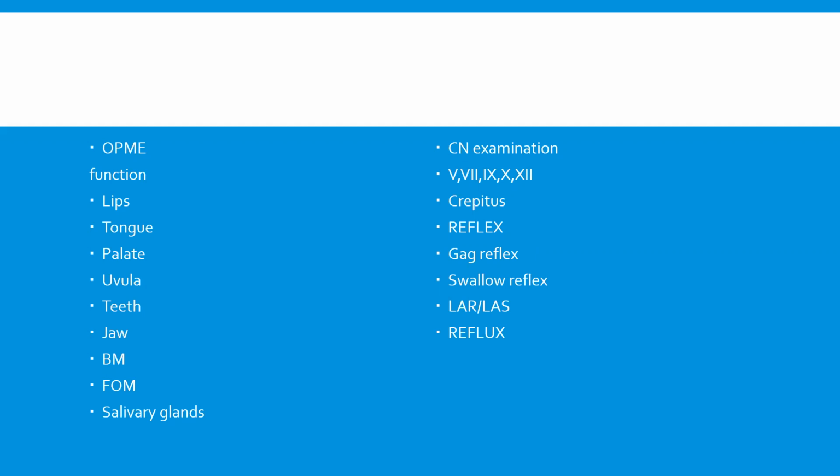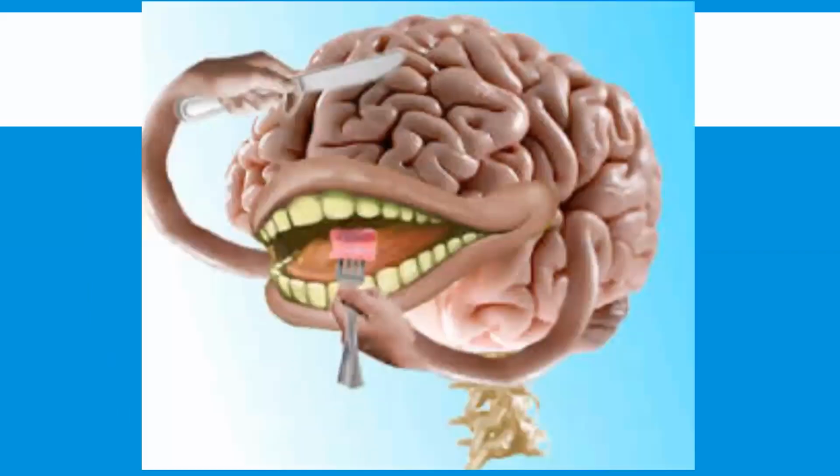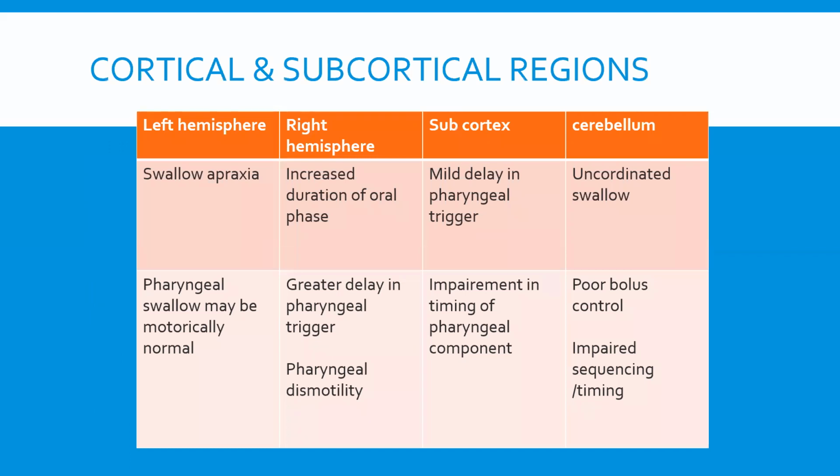And we have to discuss the laryngeal crepitus, and reflexes included in swallowing, like gag reflex, swallow reflex, and laryngeal adductor spasm or laryngeal adductor reflex, and the reflux, which is actually a pharyngeal or gastric backflow of the content. So before we go on to the anatomy, I have to tell you that this is a very brief introduction to dysphagia. So we'll be going a little bit fast.